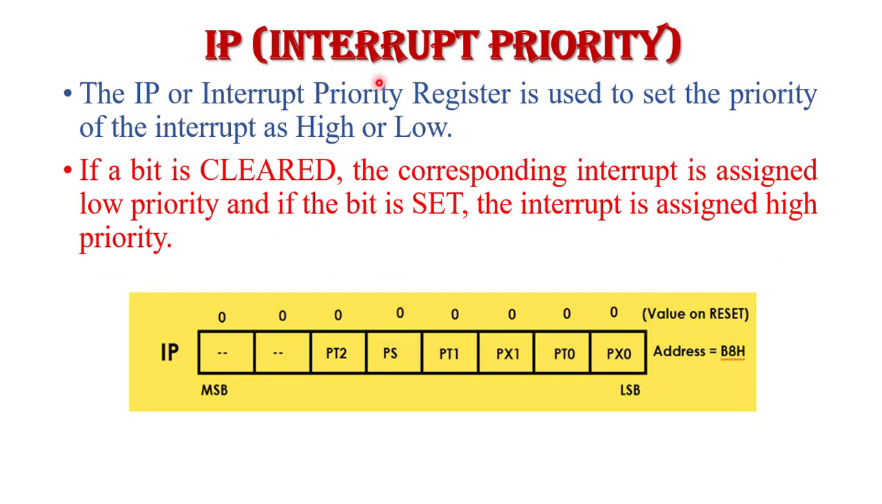Now next is the IP register, the interrupt priority register. Interrupt priority is also an 8-bit register. The physical address of this register is B8H in the internal RAM special function area. The IP interrupt priority register is used to set the priority of the interrupts from high to low. If a bit is clear, then the corresponding interrupt is assigned low priority, and if the bit is set, the interrupt is assigned high priority. So according to this priority, interrupts get served from high to low.